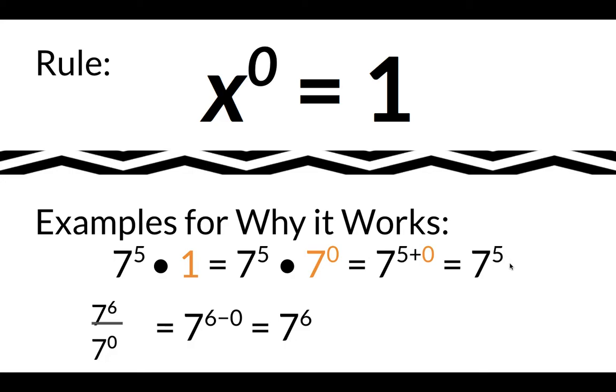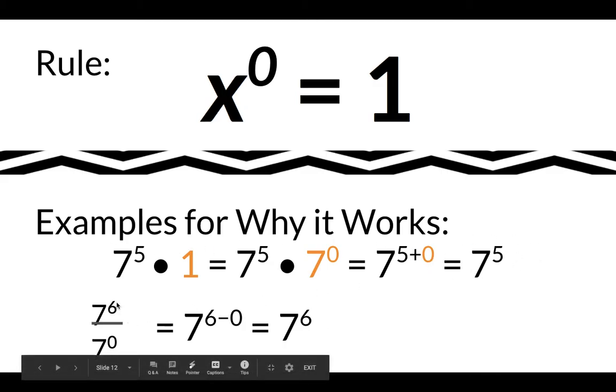So that's telling us, if we know that 7 to the 5th power times 1 is 7 to the 5th power, but also when we figure this out as we use 7 to the 0 power, it has to equal 1. So we just proved it, this method.